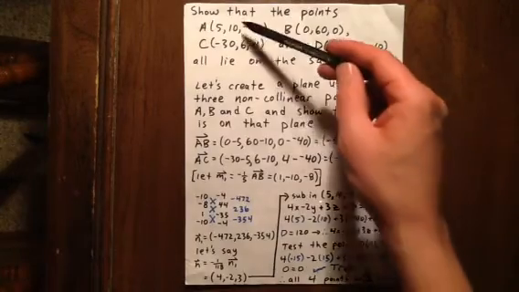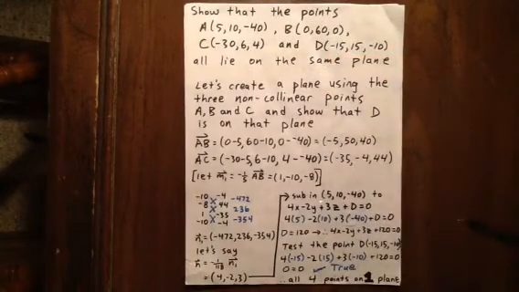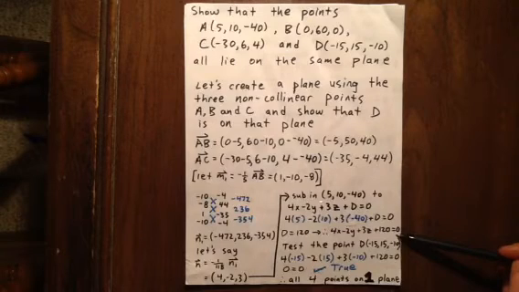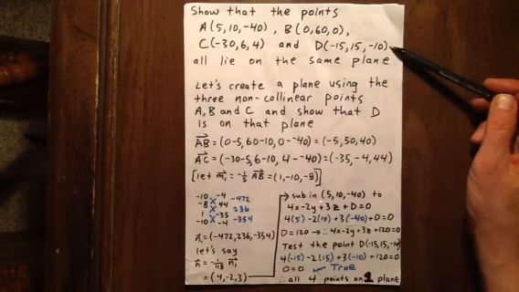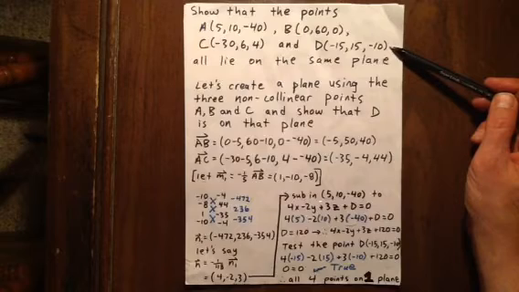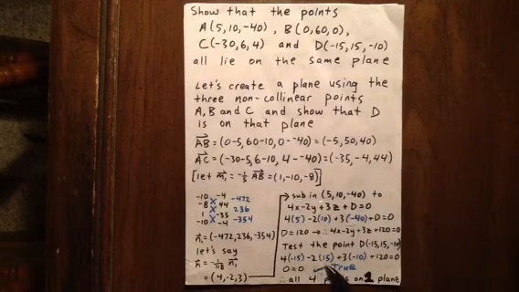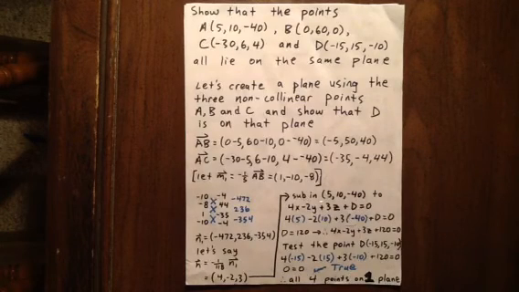So the plane that contains the 3 points A, B, and C is 4x minus 2y plus 3z plus 120 equals 0. All we have to do now is test D. See if D lies on that same plane as well. Well, plugging in negative 15 for x, 15 for y, and negative 10 for z leads to a true statement, so all 4 points must lie on one plane.